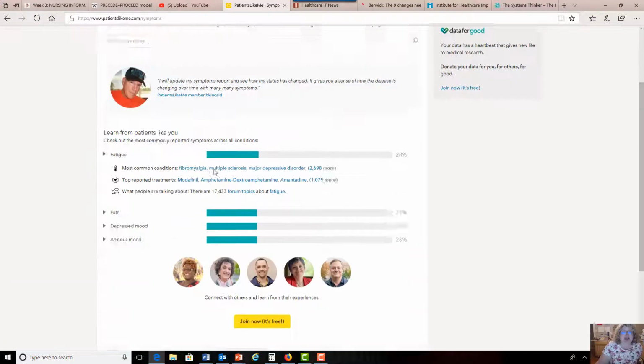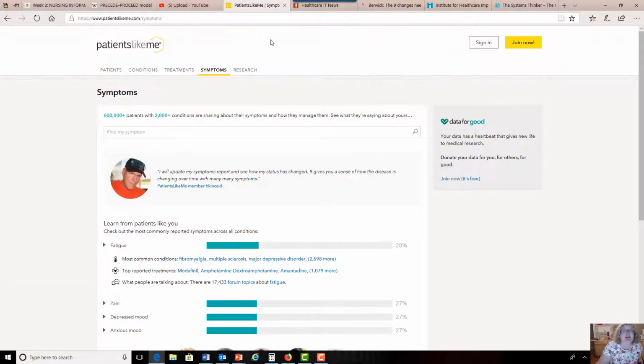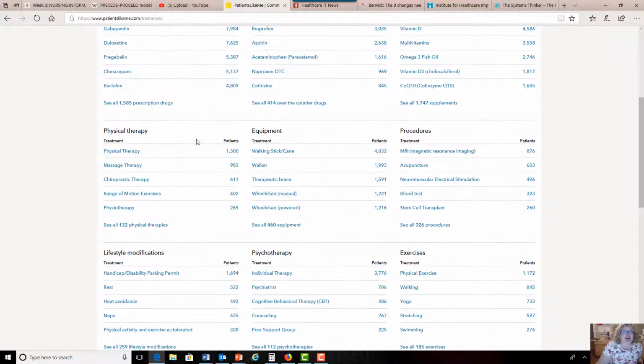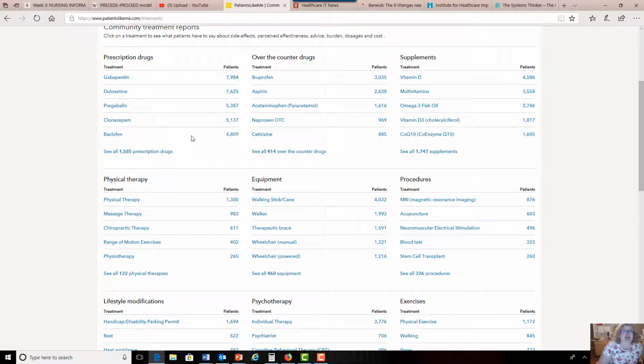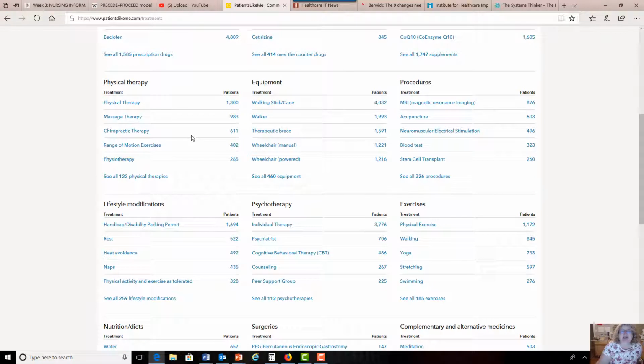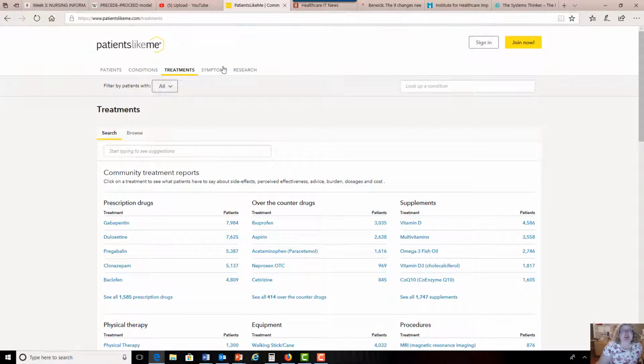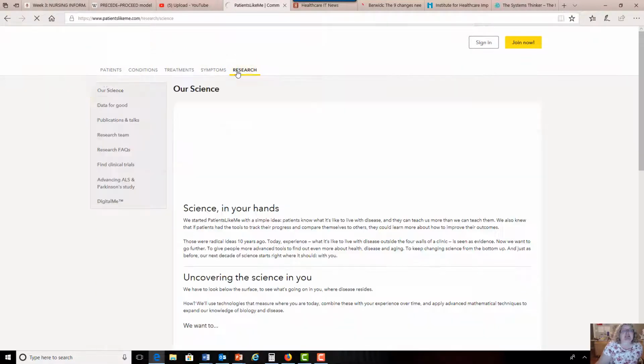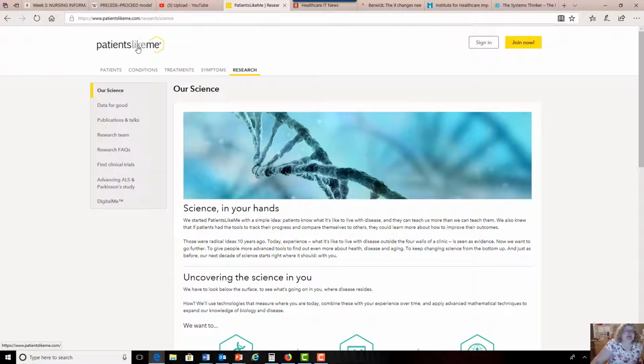It can help patients make decisions about what to do. And then it talks about different types of treatment. So you can look up different drugs, different treatments such as physical therapy, psychotherapy, and so on. And then they have the information about research.